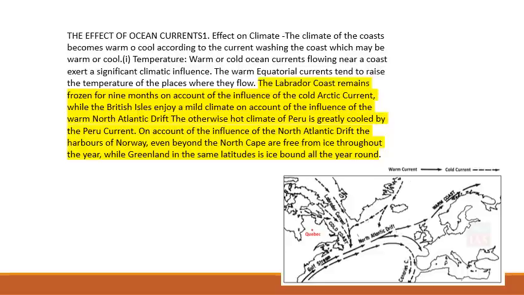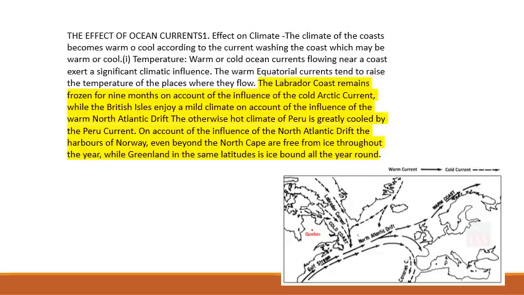First, the effect on climate. The climate of the coastal areas becomes warm or cool according to the current washing the coast, which may be warm or cool. So first we'll study about the temperature. Warm or cold ocean currents flowing near a coast exert a significant climatic influence. The warm equatorial currents tend to raise the temperature of the place where they blow. Because they carry warm water with them, when the wind blows over the ocean current, it carries the warmth and it increases the temperature of the coastal areas where they blow. So the warm equatorial currents increase the temperature of the places where they blow.